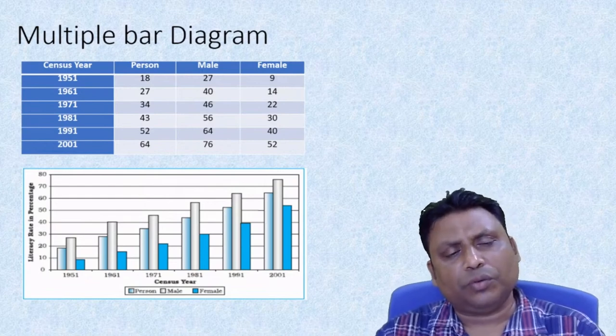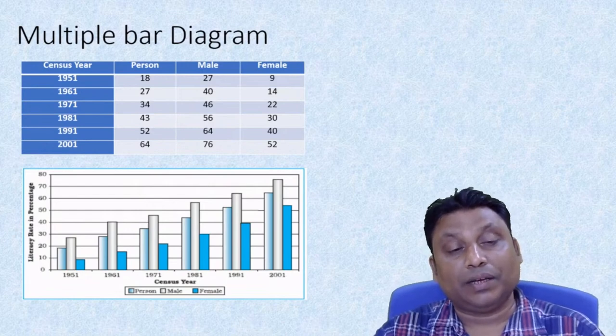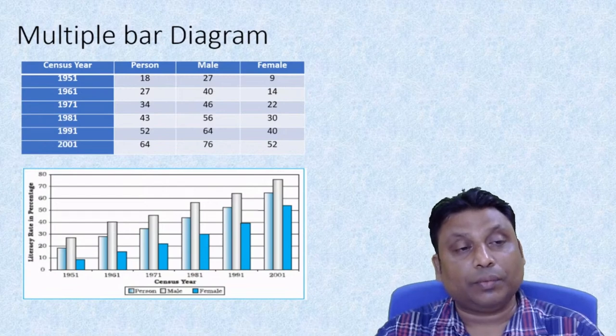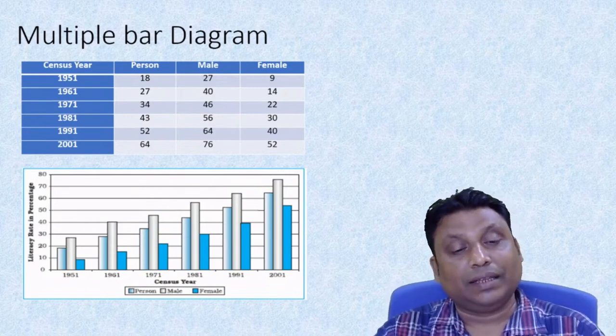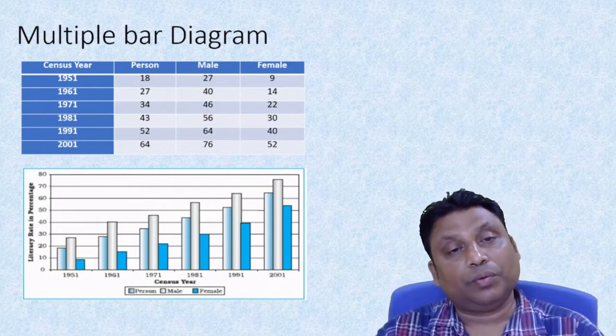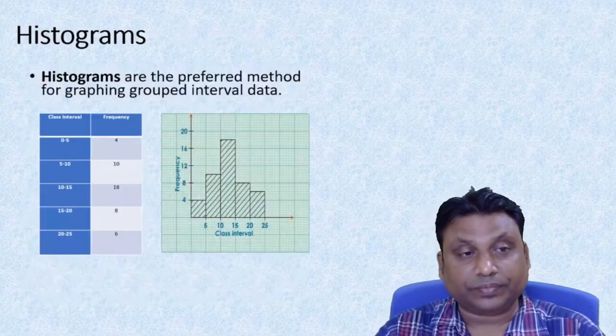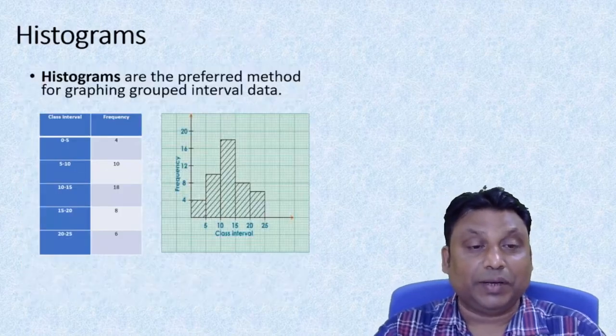We can take more than 2, 3, 4, 5, 6 and many. But if you take too many, it is very difficult to represent the bar diagram. So as per visibility you take the values, and this type of figure is given. If more than two data are given, then this type of diagram is called the multiple bar diagram. Clear or not? Then another one is very, very important.